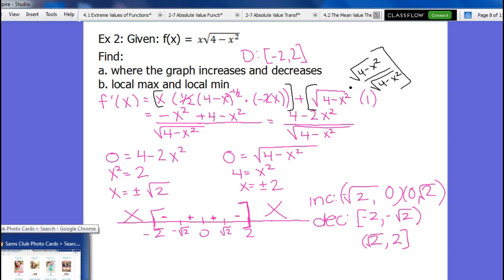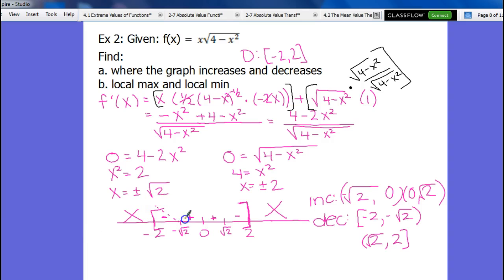Okay. So again, that makes this go decrease, increase, increase, then decrease. I did my decrease too soon. Yeah. Then decrease. So we have a min at negative root 2, and a max at positive root 2. Nothing at 0 again. So that's why I said critical points don't have to be extrema. Critical points don't have to be extrema.